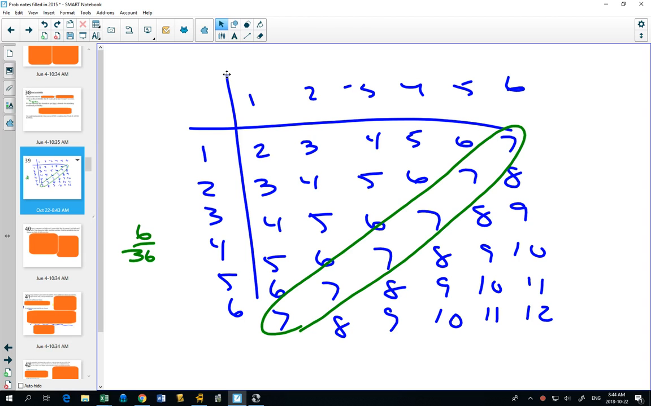And now I blow your minds. Ready? I rolled 2 dice. One of them has a 1. What are the chances I rolled a 7? 1 out of 6. And this time, it's wrong. What?